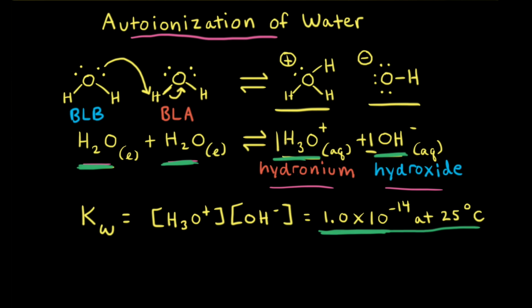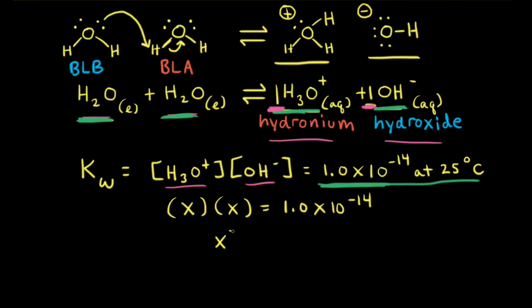In the balanced equation, there's a coefficient of 1 in front of both hydronium and hydroxide. Therefore, at equilibrium, these two concentrations are equal. Since we don't know what those concentrations are, we're going to represent it by writing in here x. So this would be x times x is equal to 1.0 times 10 to the negative 14. So we would have x squared is equal to 1.0 times 10 to the negative 14.